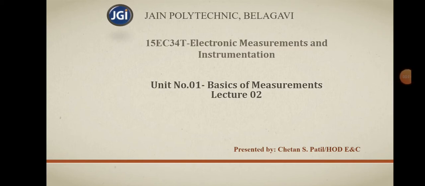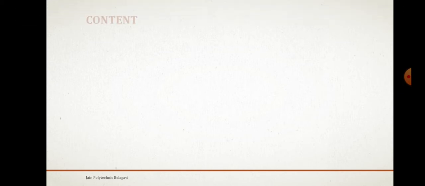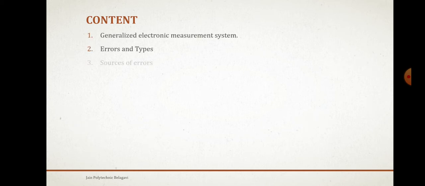Everyone, today in this PPT we will be studying Unit 1, Basics of Measurement. This is Lecture 2 from the subject Electronic Measurement and Instrumentation. Then we will be seeing the contents. So what are the contents? First, generalized electronic measurement system, then errors and types, then sources of errors, and at last we will be seeing the summary of this.